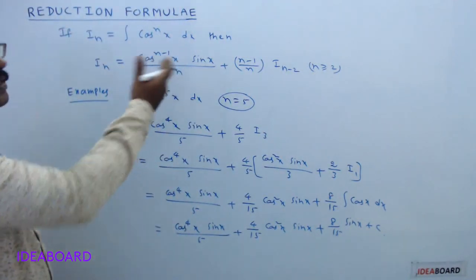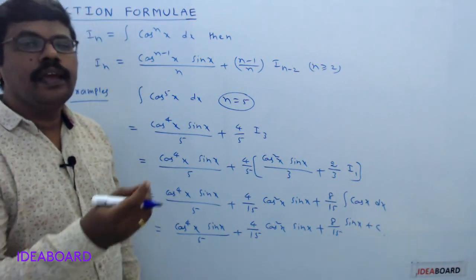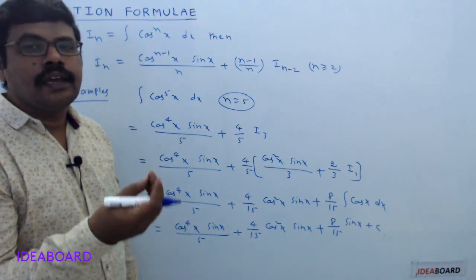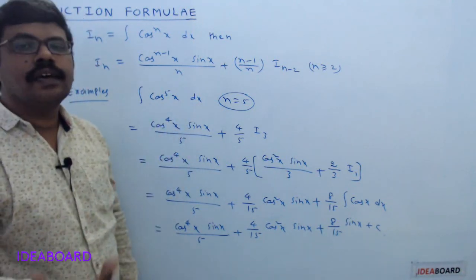So if you know this reduction formula, it is easy to calculate the values of integral cos cube x dx, integral cos power 4 x dx, integral cos power 5 x dx, like that.